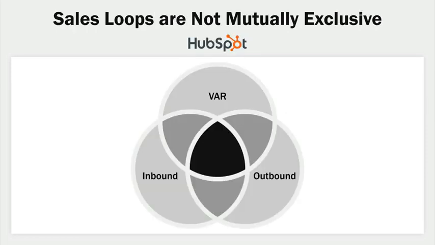Like the other loops, sales loops are not mutually exclusive. So if we think about HubSpot as an example, they use a combination of an inbound loop, which is paired with a company-generated content lead loop, an outbound loop, which is paired with more of an outbound lead loop, as well as what's called a VAR loop, where they're using partners to generate some of the sales.